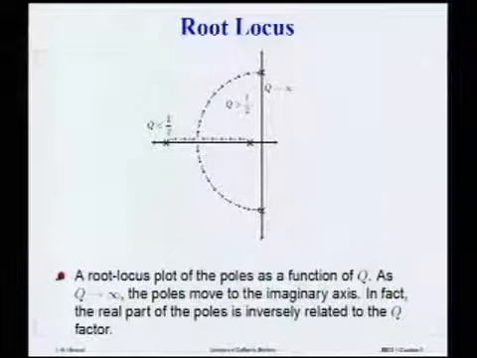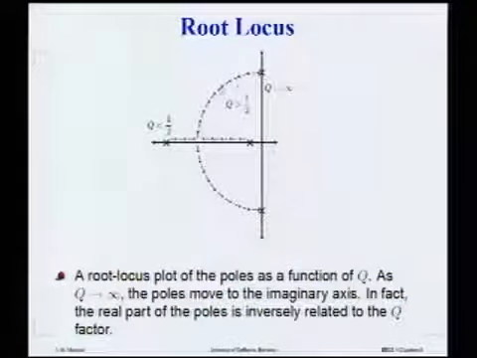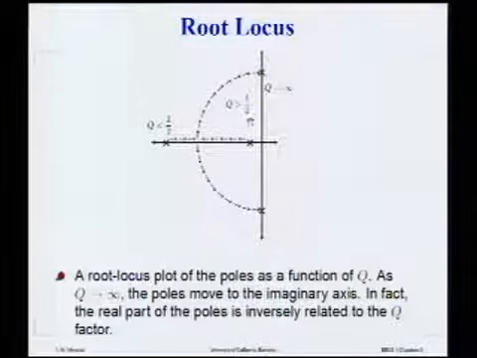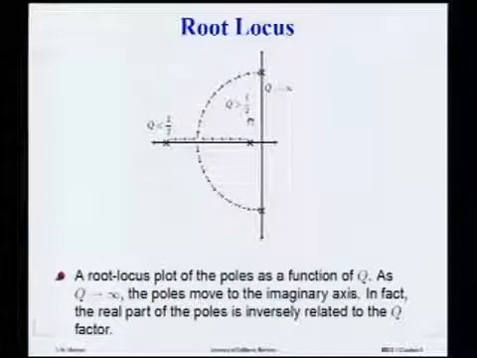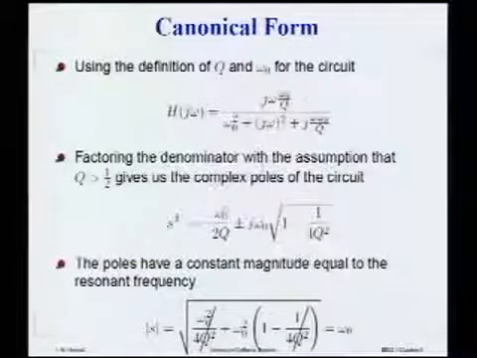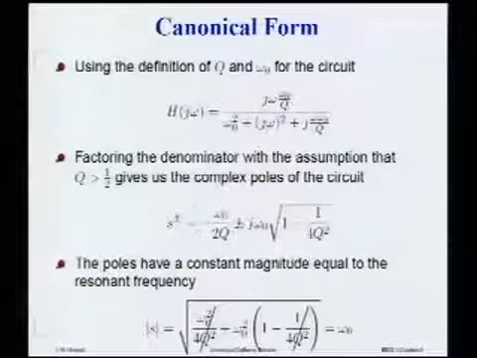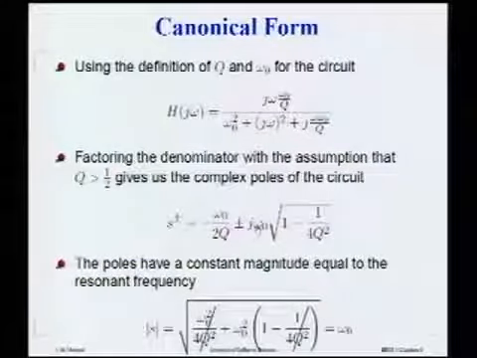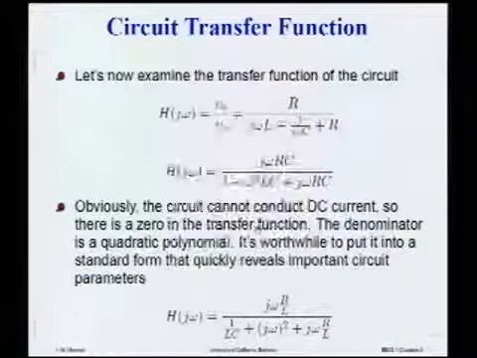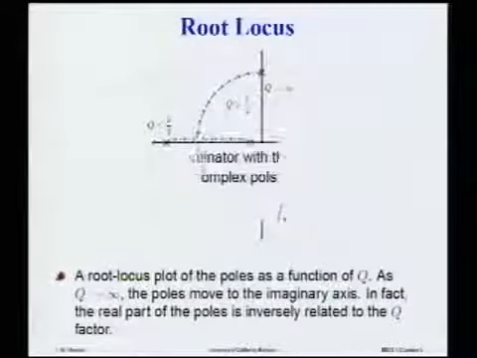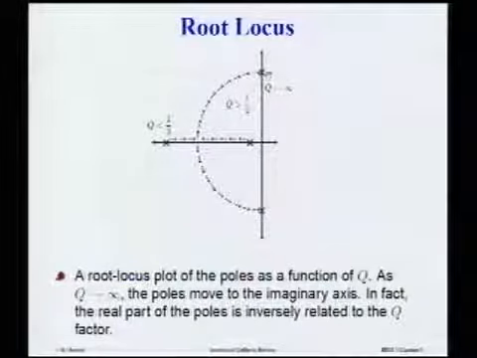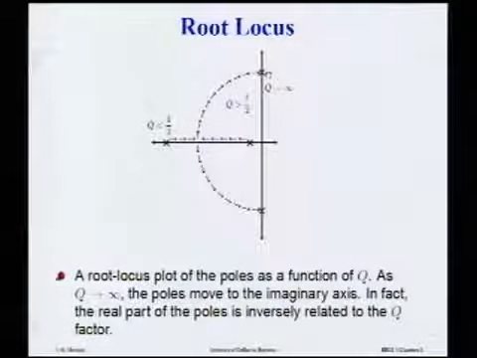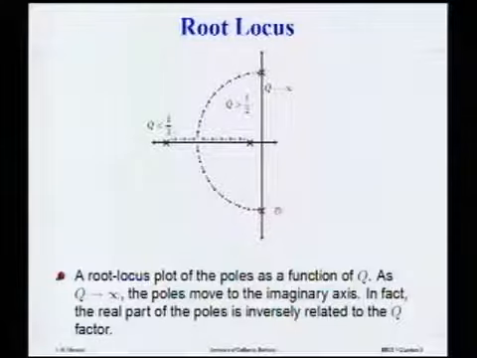So here we can plot the poles of the circuit as a function of Q. And we can see that if the quality factor is bigger than 1/2, the poles lie on this semicircle. As Q approaches infinity, if we go back here, we can see that the real part approaches zero, and the imaginary part just approaches omega naught. So we can see here on this root locus that this imaginary part is just omega naught, plus omega naught and minus omega naught.